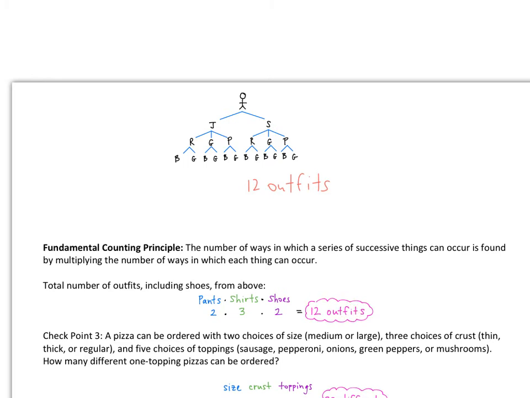Okay, so what I want you to do is use that concept with pizza. A pizza can be ordered with 2 choices of size, medium or large, 3 choices of crust, thin, thick, or regular, and 5 choices of toppings: sausage, pepperoni, onions, green peppers, or mushrooms. How many different one-topping pizzas can be ordered? Go ahead, set it up, and see what you get.